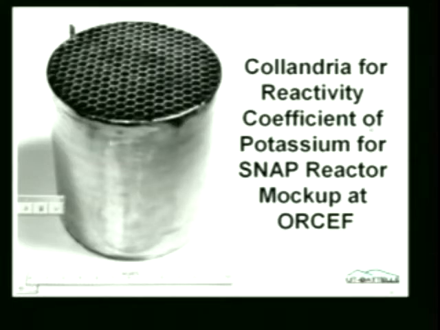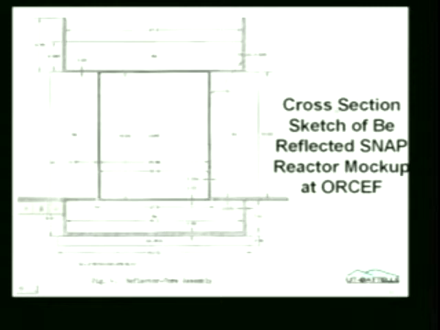We did a potassium reactivity coefficient measurement. We built up this calandria with the fuel pin locations, and we had two of them, one that had nothing in between the fuel pins and one that had potassium. And that was to measure the potassium reactivity coefficient to see what the effect on the core would be if it lost the potassium coolant. Here's a sketch of the beryllium assembly.